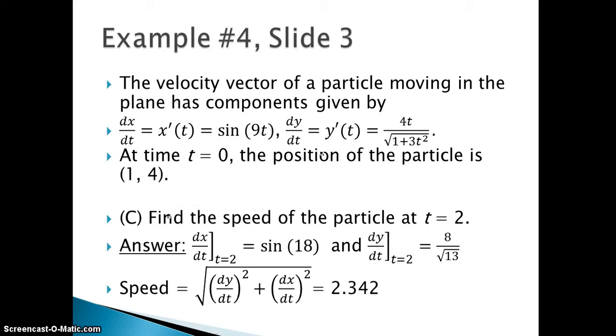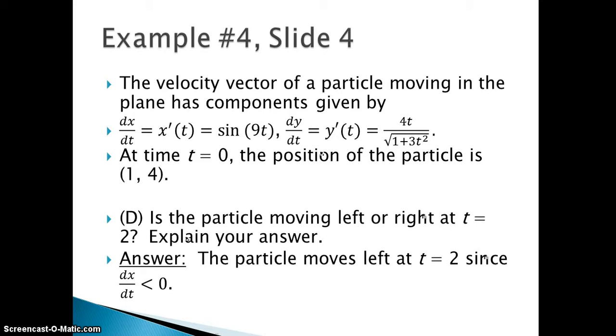Same problem. In this case, we want to find the speed of the particle at time 2. So we need our dx/dt at time 2, which we get by plugging in 2, and we get sine of 18. We're plugging our 2 into our x prime, which is sine of 9t. And our dy/dt at time 2 is equal to 8 over root 13, which is acquired from plugging 2 into our derivative. So we need to square both of these and take the square root after summing, and we end up with a speed of 2.342.